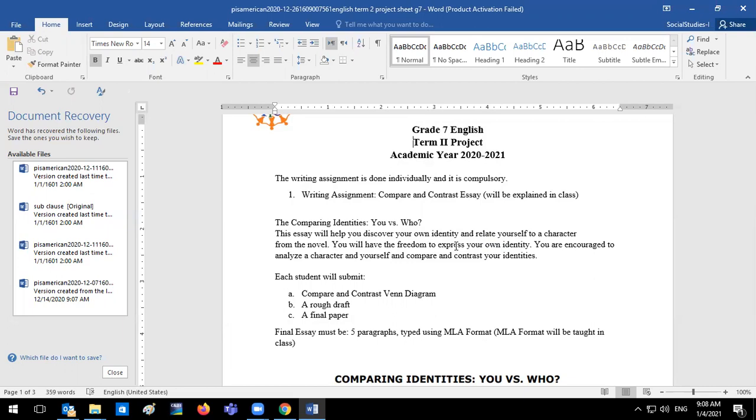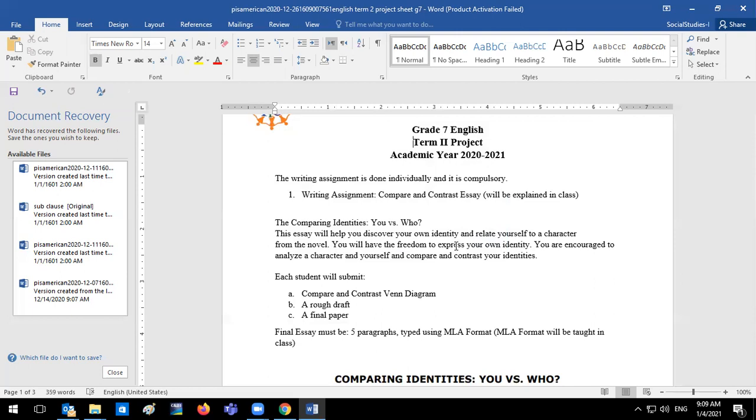So before you decide which character you're going to compare yourself to, it's best for you to study each character's personality, or to look at it overall and see who you're closest to or who you're different from. Okay, because your essay is going to state similarities and differences. All right, so you could have some similarities, but you could also have some differences, which is necessary. Okay, you're not going to be exactly like the character. Remember, this is a compare and contrast. When you compare, you're telling the similarities. When you're contrasting, you're telling the differences.